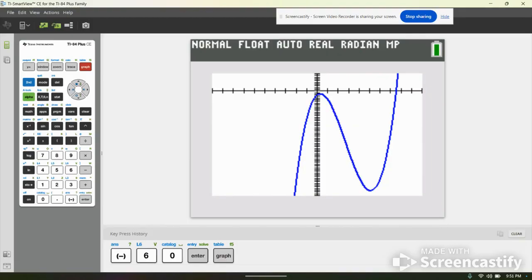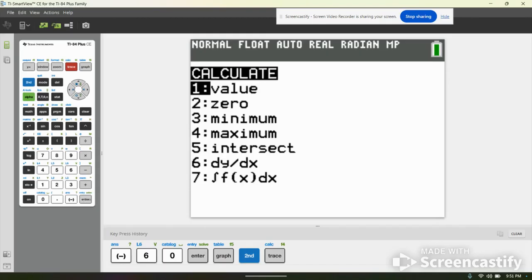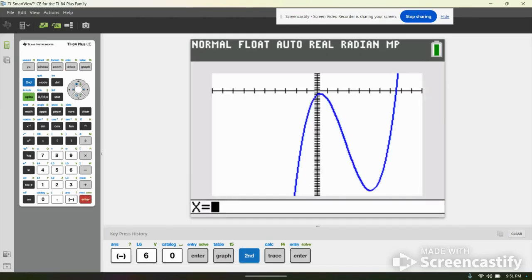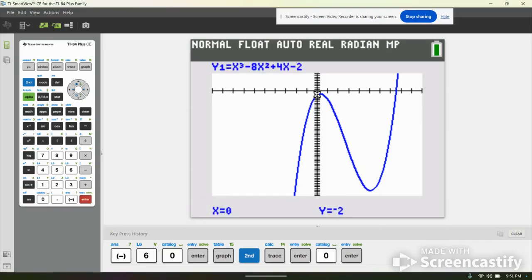So let's first find our y-intercept. Second, calc, value. What's the value of a y-intercept when x is 0? So our y-intercept is -2. Some of these things you are not going to need or feel like you need the calculator for, because as you can see up here, the function is in standard form, so we know that the y-intercept should be -2. But if we give you the factored form like we are in the second equation, it's a little bit easier to have your calculator find that value for you.